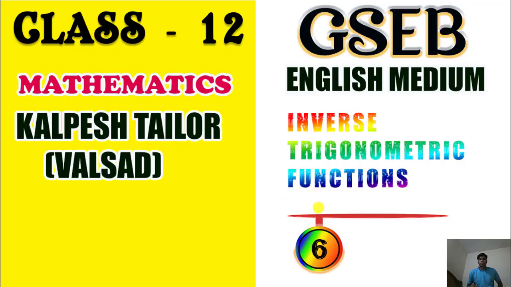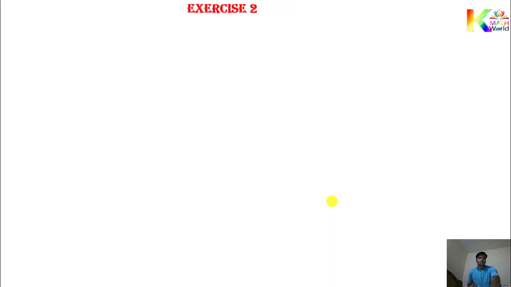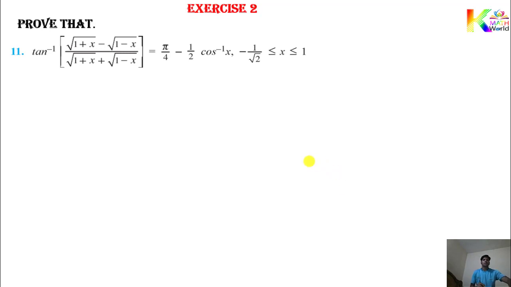Hello guys, today we see the questions which are left from exercise 2. Exercise 2, question number 11. Prove that... this is your question. You have to prove pi by 4 minus 1 by 2 into cos inverse of x. This is the condition given. So we can solve this question in two ways.